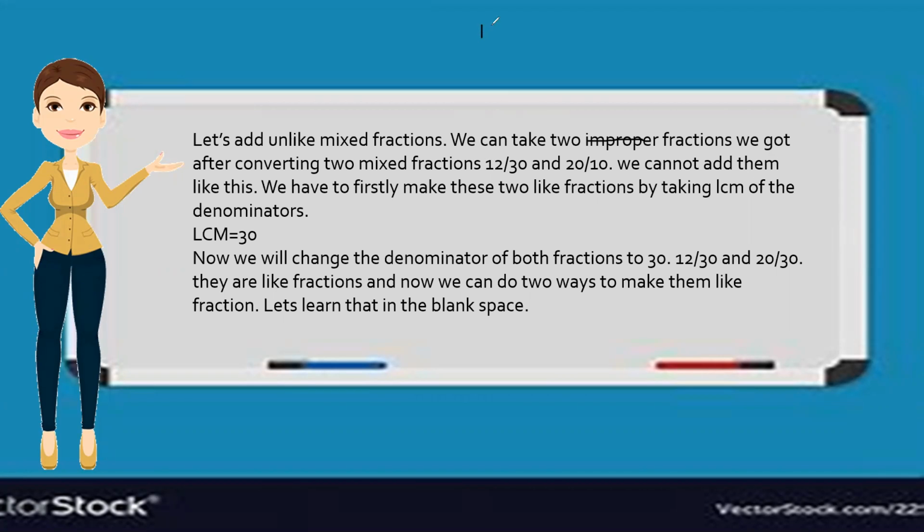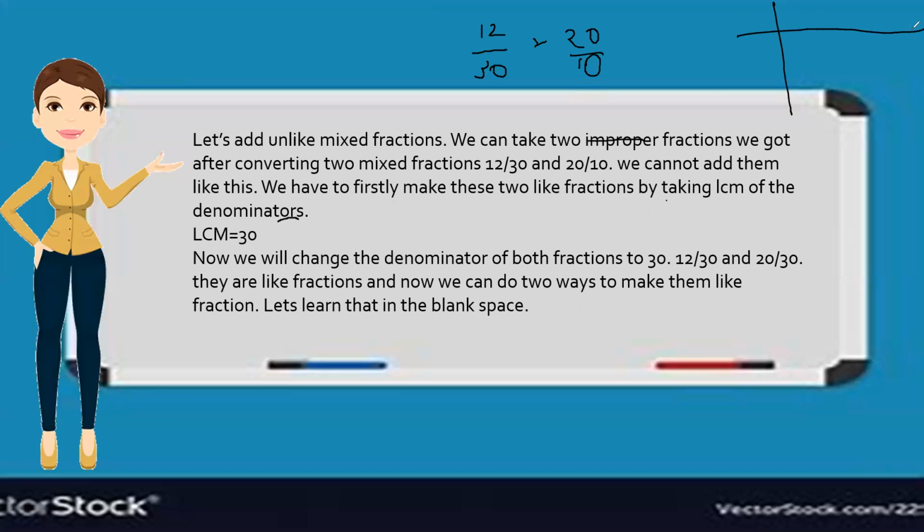We have two fractions here. We have to add up these fractions: 2 upon 30 plus 2 by 10. Now how can we add them? Their denominators aren't the same. So how can we add them up? What we will be doing is firstly making these two like fractions by taking the LCM of these denominators. You know how to take the LCM? If you don't know, let me show you.